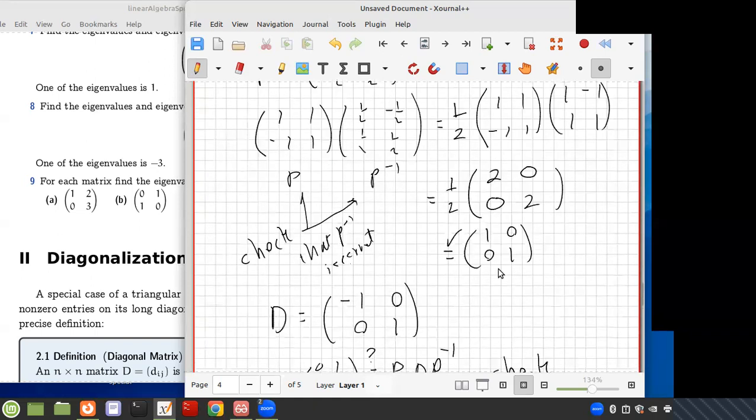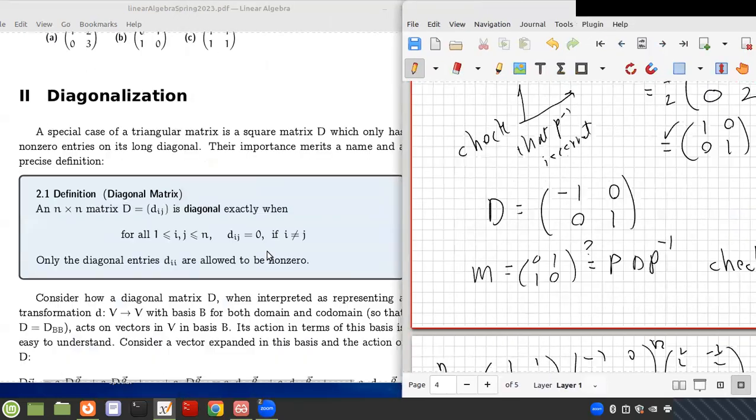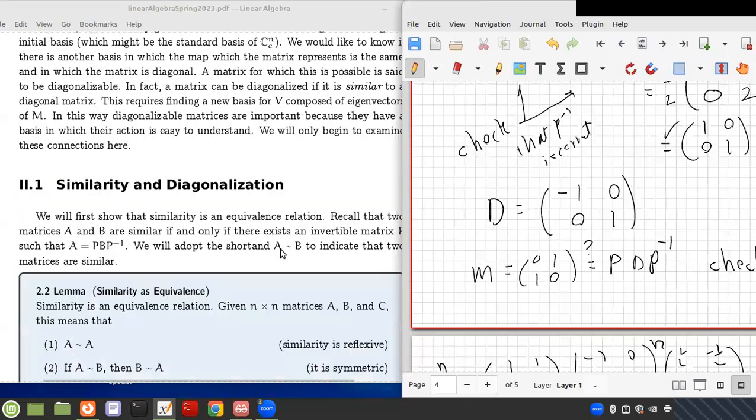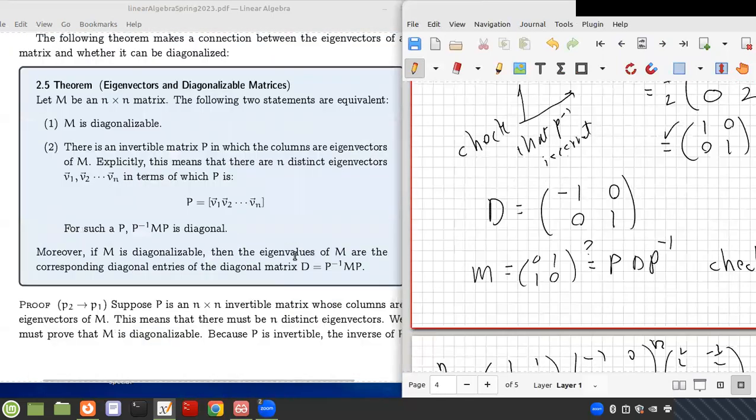And then the D, what happened to that? Okay, the theorem says that, here's the logic.